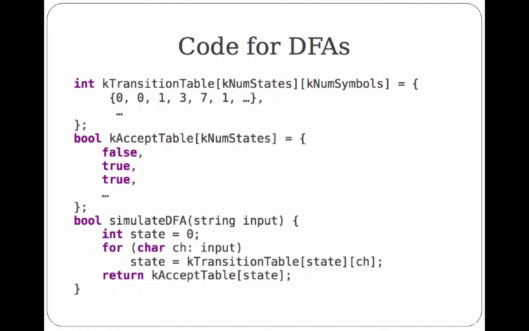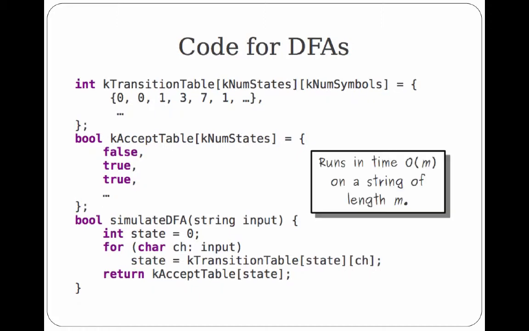There are lots of implementations of DFAs, and they're very straightforward. Here's an example of one in Java, where we have a two-dimensional table defined there, and then a short piece of code which does the simulation of the DFA. Very straightforward. The runtime of this piece of code is order m, where m is the length of the string. So remember, that's much better than NFAs.